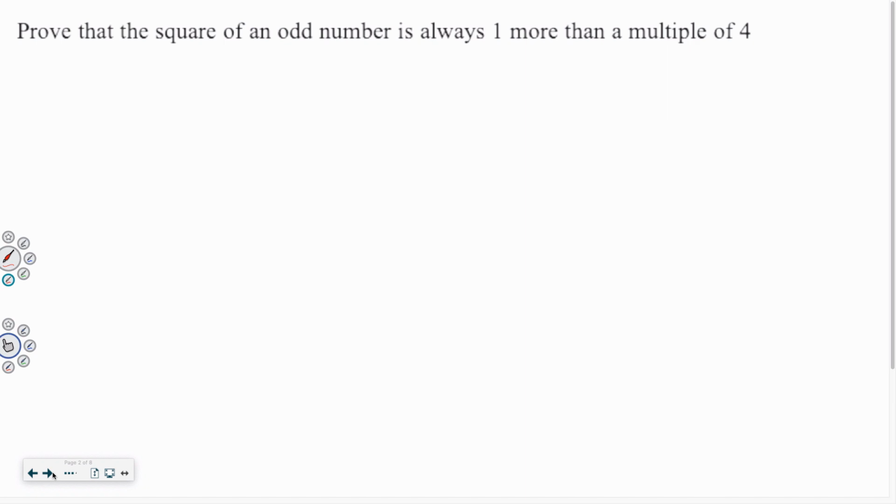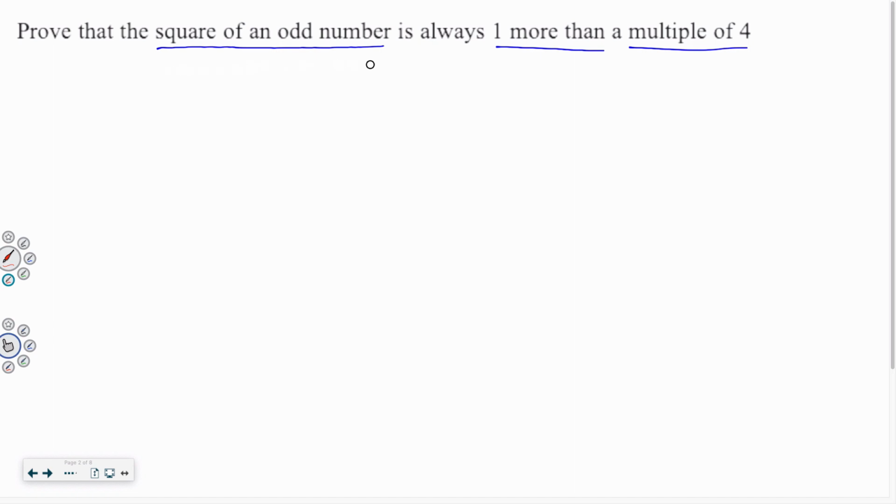of 4. So the first thing we need to do is highlight some important information that we're given. And we're being asked to prove, so we're going to be using algebra. It says that the square of an odd number is always one more than a multiple of 4. So those are the three things that we need to take into consideration here. And I'm just going to work through the sentence and create algebraic expressions for each of these three things.